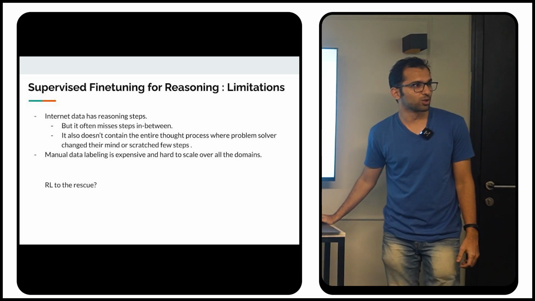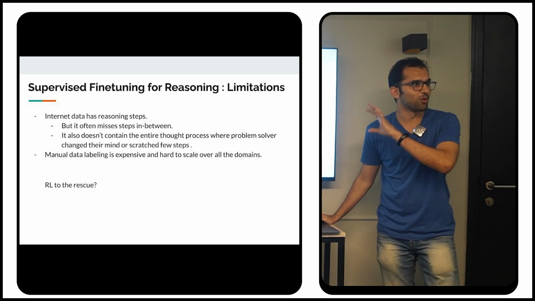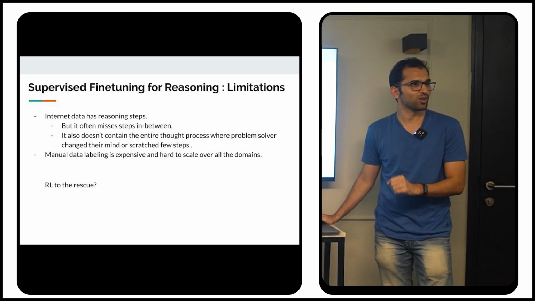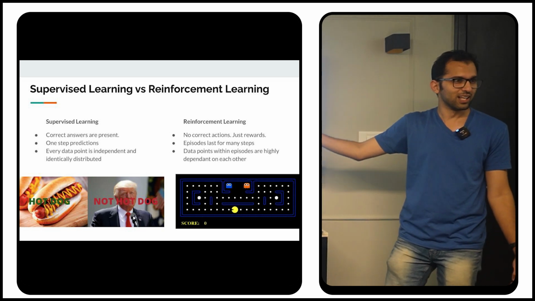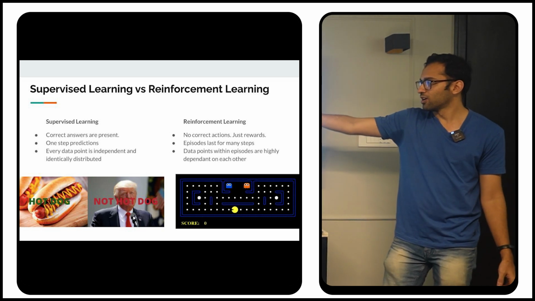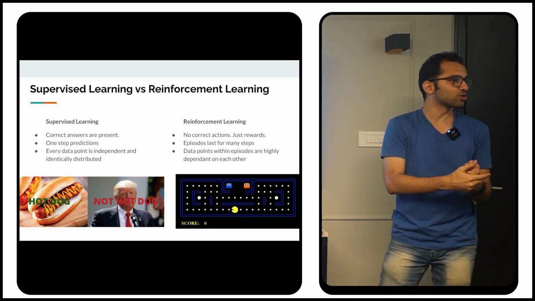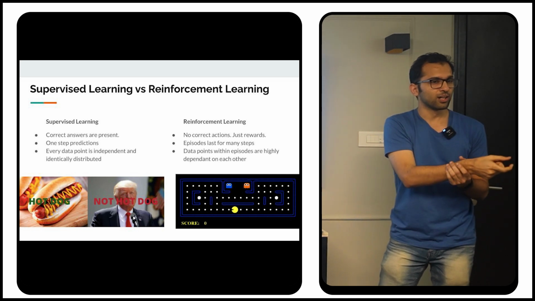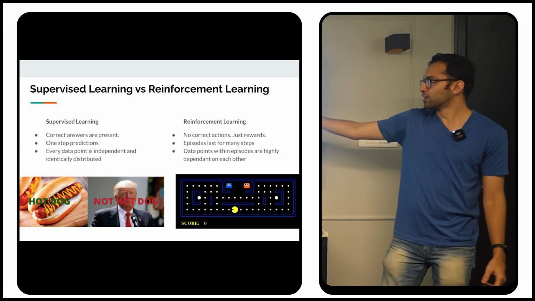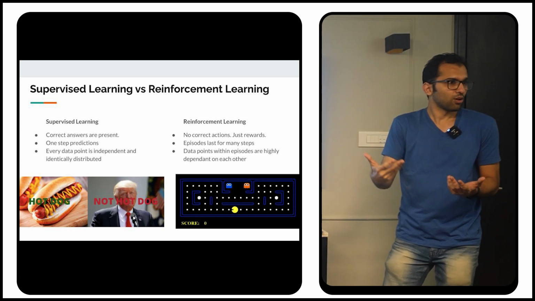Can RL come to the rescue? This is the talk about RL and how it is going to come to the rescue. A quick overview: supervised learning is hot dog, not hot dog. RL is playing a game. In supervised learning we know the correct actions, and because of that we can have really great gradient flow feedback. With reinforcement learning, there are no correct actions.